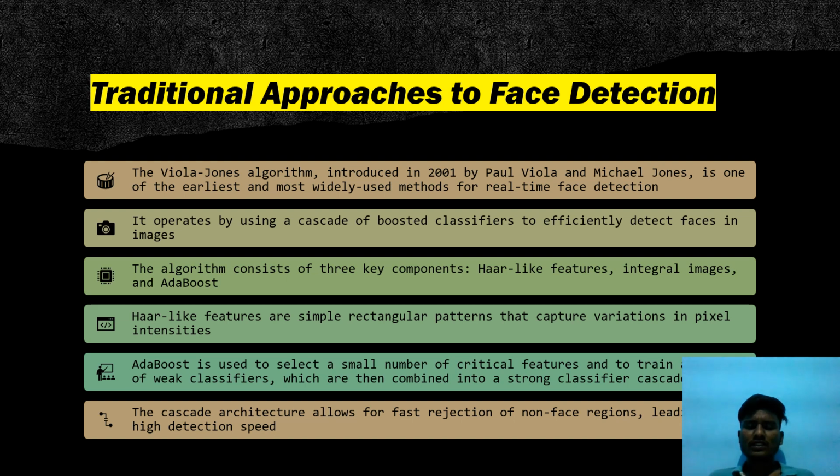The algorithm consists of three key components: integral images, Haar-like features, and AdaBoost. Haar-like features are simply rectangular patterns that capture variations in pixel intensities. AdaBoost is used to select a small number of critical features and train a series of weak classifiers, which are then combined into a strong classifier.